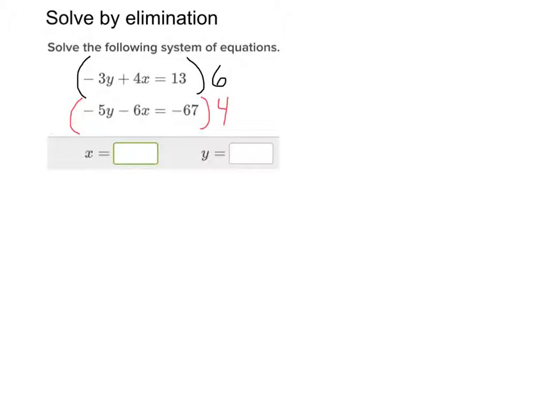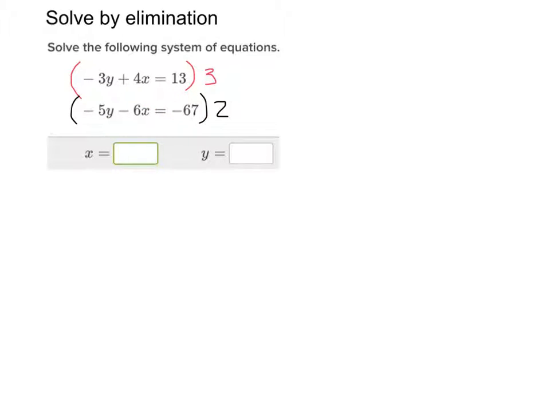0. Now, I could have multiplied by something smaller, couldn't I? Or could I? No, I couldn't either. Yeah, I could multiply the top by 3 and the bottom by 2. And watch this. 3 times 4 is 12, and 2 times negative 6 is negative 12, and then when I add them up, I get 0 again, right? So it doesn't matter what you multiply, as long as you multiply everything on top by the same number, and everything on bottom by the same number.